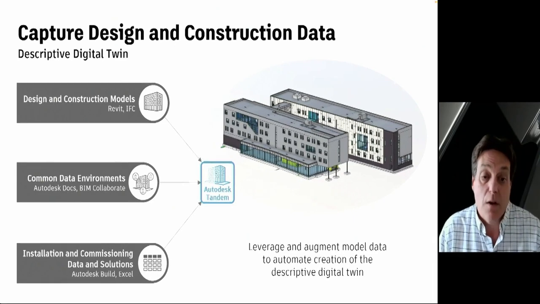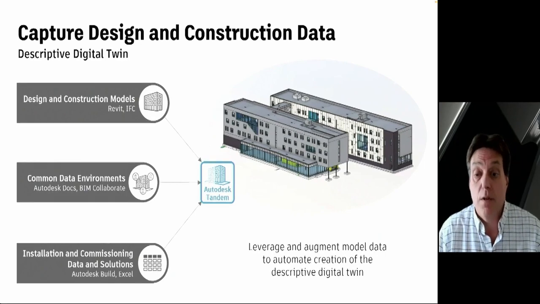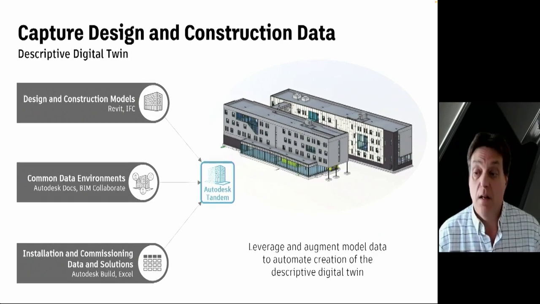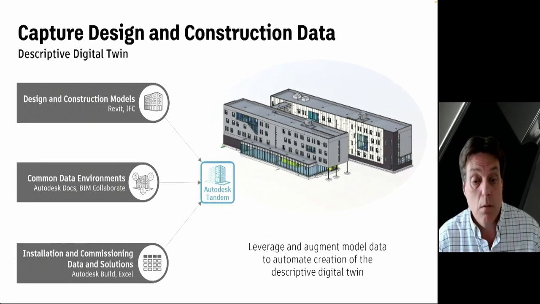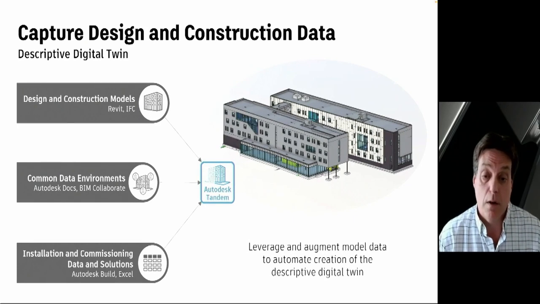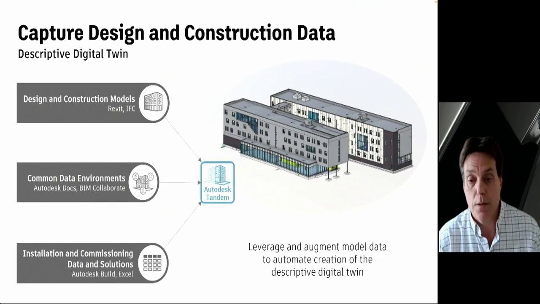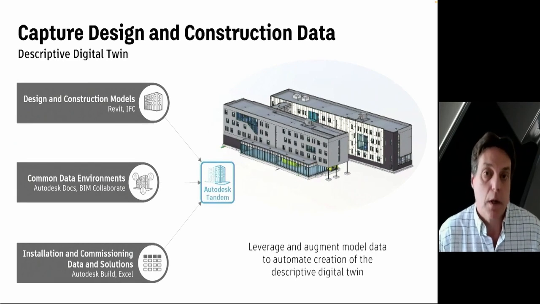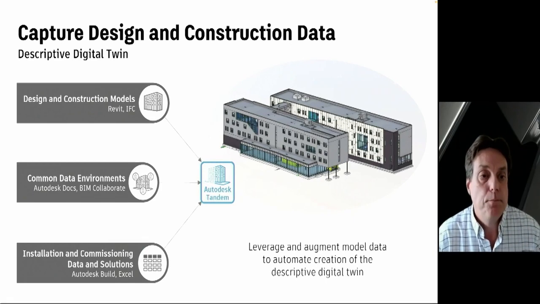Once the model data is classified, it can be augmented with installation and commissioning data. That can be done directly in tandem. That data can be incorporated through Microsoft Excel, and we're working with the Autodesk Build team on an integration with the assets module. So you can collect data in the field using BIM 360 Field or Autodesk Build, and basically bring that data directly back into Tandem.